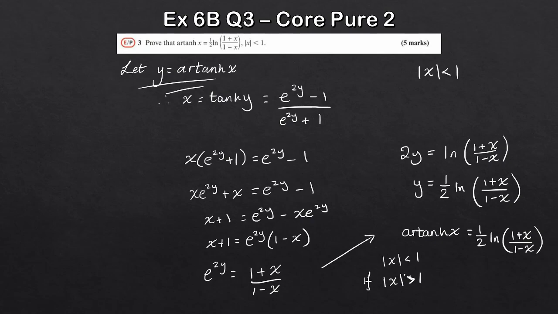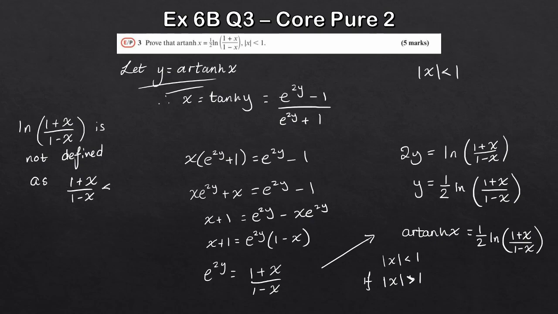well, what we'd actually get then is that this value here, a half ln of 1 plus x over 1 minus x, wouldn't have a definition, it wouldn't be defined. So let's write over here, ln of 1 plus x over 1 minus x is not defined, as 1 plus x over 1 minus x will be smaller than 0. Okay, remember we can't define ln for that value. So basically you get an error on your calculator. So this condition has to hold here. Okay, so you just need to make that little comment as well, just at the very end.